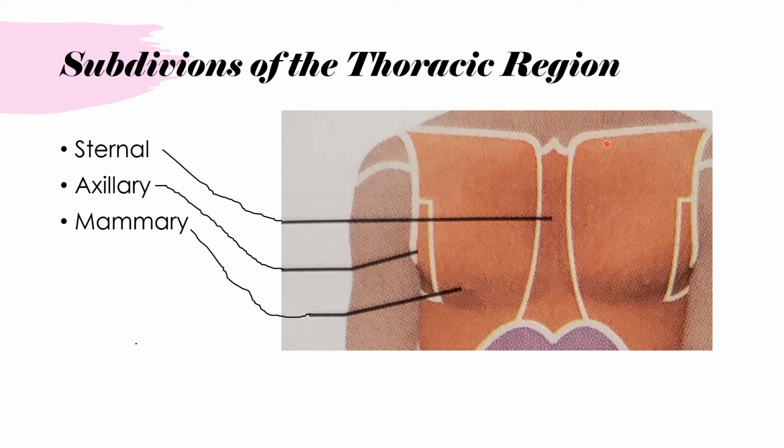The sternal region includes the sternum, which is located right here, the axillary, which is here, the armpit region, and the mammary, which is the breast region.